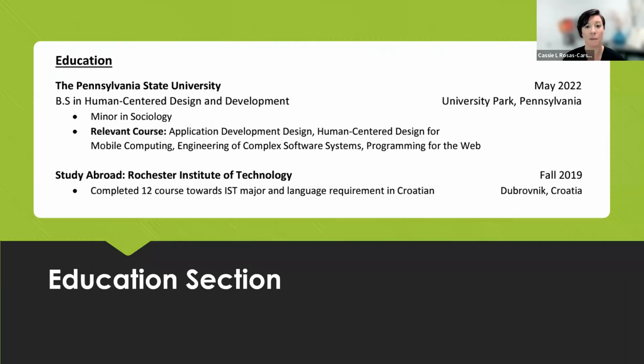Then you can list any minors that you have, certificates. You can include relevant courses. A lot of this is really optional based on yourself. And then if you did do a study abroad at any point, you can add that as well in that section to highlight that information and a little bit about what you did during that experience.